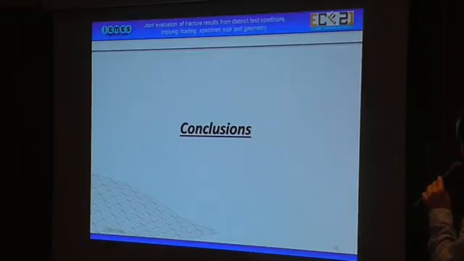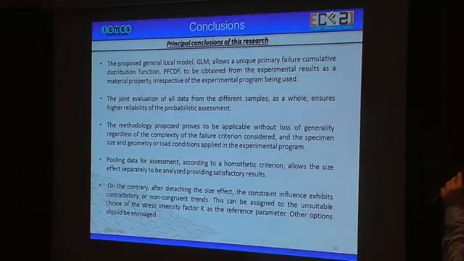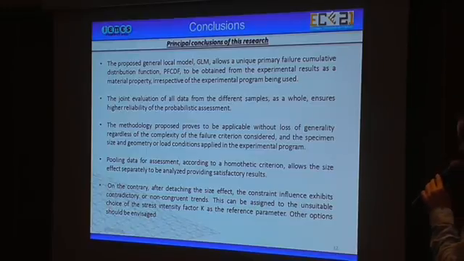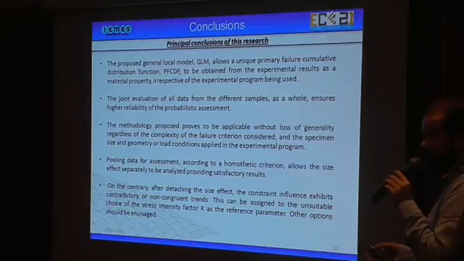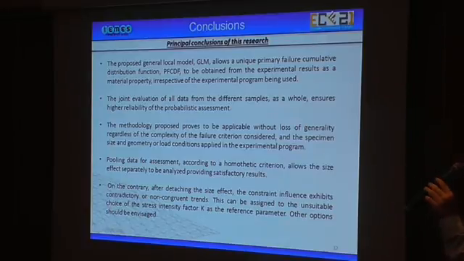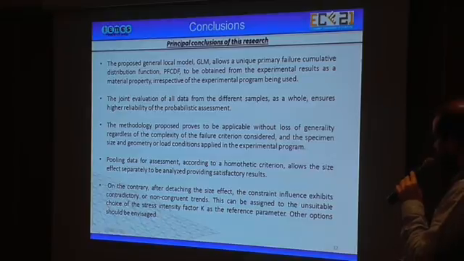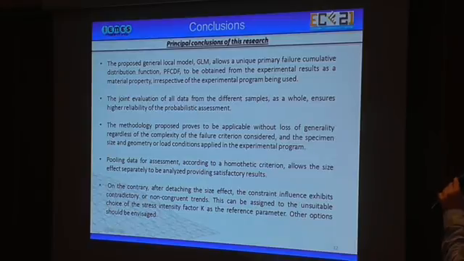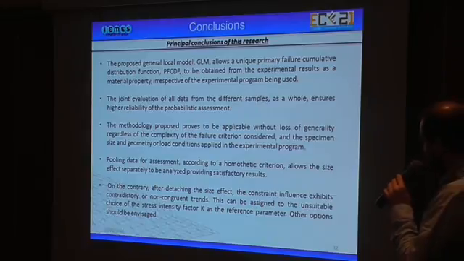So the conclusions of this work are that the proposed general local model allows a unique primary cumulative distribution function as a material property if we select in a good way the general parameter that defines the failure. The joint evaluation of all data from different samples as a whole ensures high reliability of the probabilistic assessment. And the proposed methodology proves its general applicability regardless of the complexity of the failure criterion considered, the specimen size and geometry, or loading conditions applied in the experimental program.